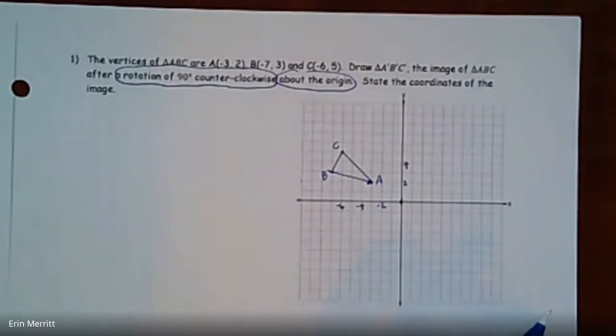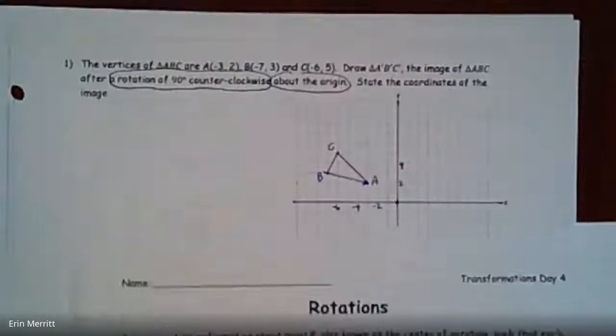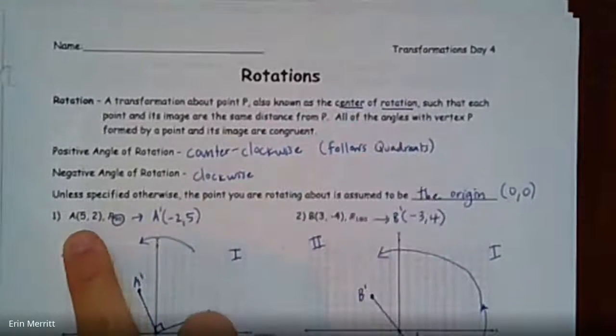So if we're going to go counterclockwise about the origin and then state the coordinates, here's where you have a choice. I am visual. I like turning the paper, but could you write yourself a rule? Sure. So let's go back for 1 second to take a look at what happened back here. When we're rotating 90 degrees counterclockwise about the origin, that was this first case right here.